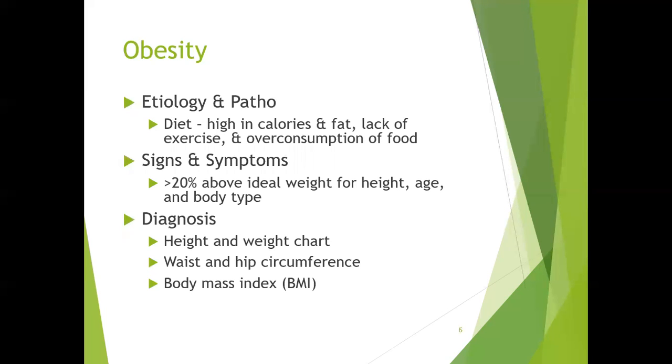Obesity is officially diagnosed when a patient is greater than 20% above the ideal weight for that person's height, age, and body type. We would diagnose this patient by using a height and weight chart, doing a waist and hip circumference, and comparing their measurements to a body mass index scale, or BMI.